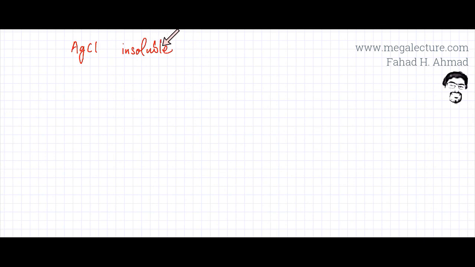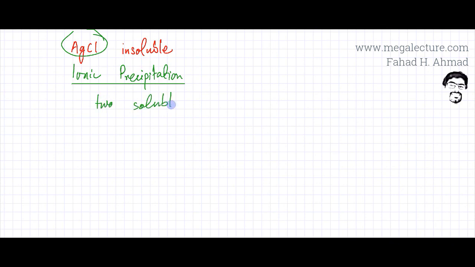AgCl is insoluble, and there's only one way where insoluble salts could be produced, and that method is called ionic precipitation. Since you're trying to make this AgCl, what you're going to do is find two soluble compounds and mix them. So, first you need to find two soluble compounds, and one should contain Ag+ ions and the other should contain Cl- ions, and you're going to mix them.